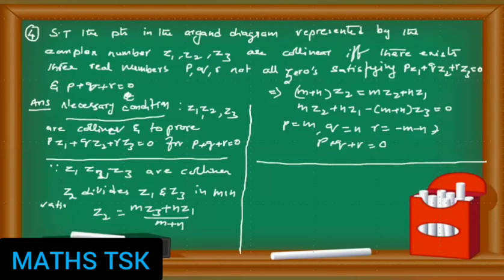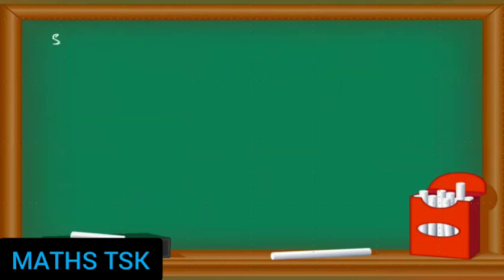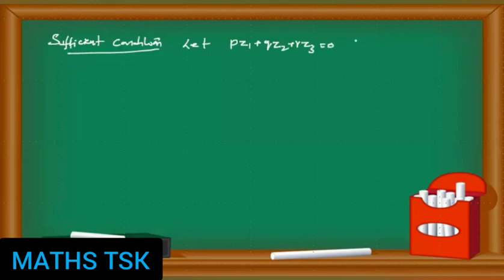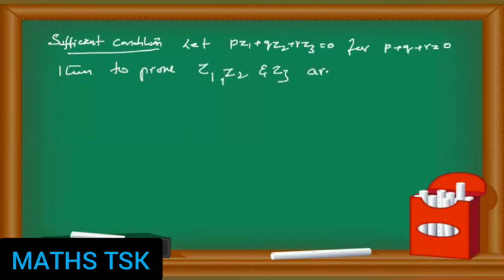What is the sufficient condition? The sufficient condition is we have to consider, let Pz1 plus Qz2 plus RZ3 is equal to 0 and P plus Q plus R is equal to 0. Then to prove Z1, Z2 and Z3 are collinear. So here I consider Pz1 plus Qz2 plus RZ3 and P plus Q plus R is equal to 0.